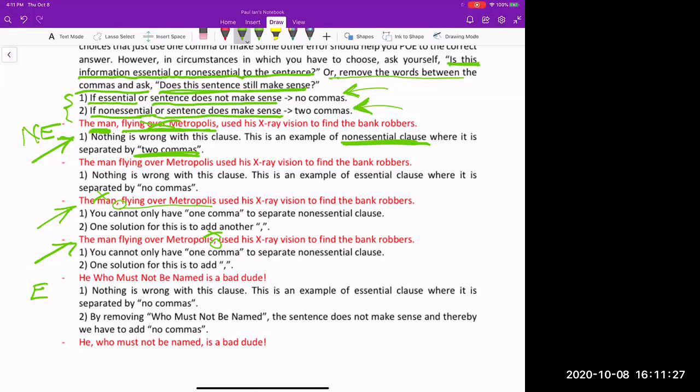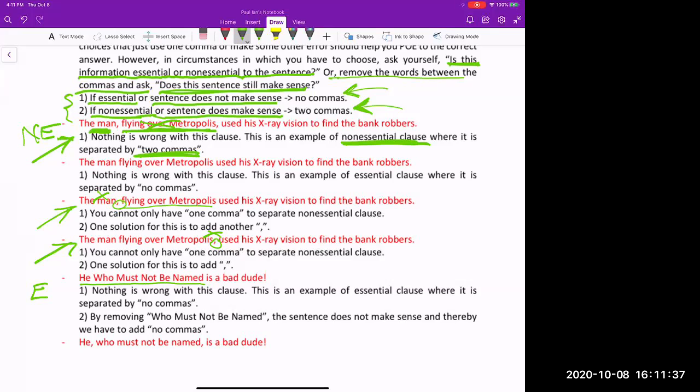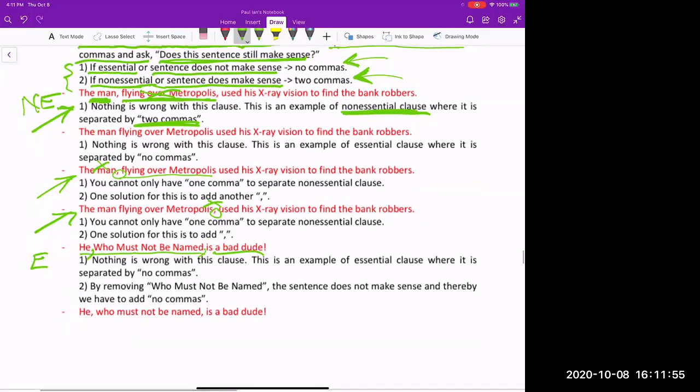This one is a little bit, if you're into fiction. You see this one right here? He Who Must Not Be Named. That is obviously a noun, the whole thing is a noun, and then "is a bad dude" is the predicate. But what if you didn't recognize that? What if you put this comma right here? Let's look at this: he is a bad dude. Who's the he? That doesn't make sense, right?